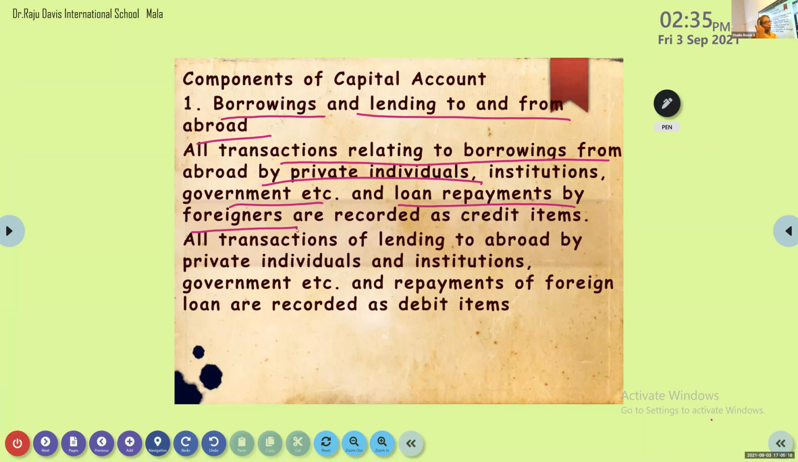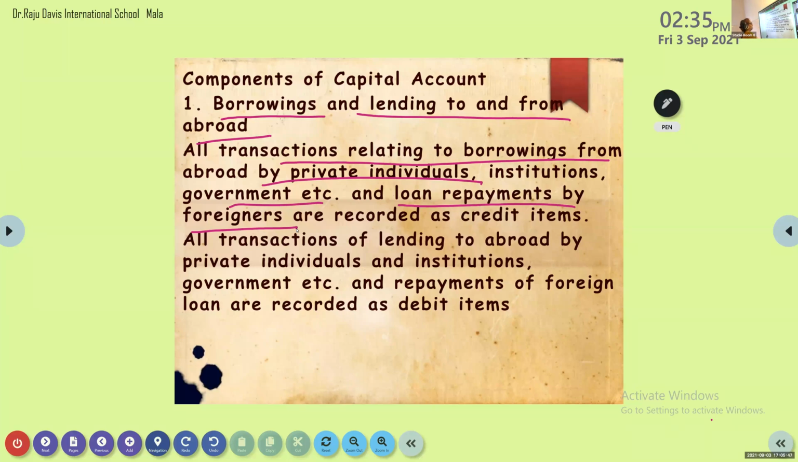You are giving loans to foreigners, that comes under debit. But here it is repayment, right? You are getting it. So it will come under which side? Credit side. Don't get confused. You just think that if it is coming to our country, whether it is borrowing or anything, it is an inflow that will be marked on the credit side.